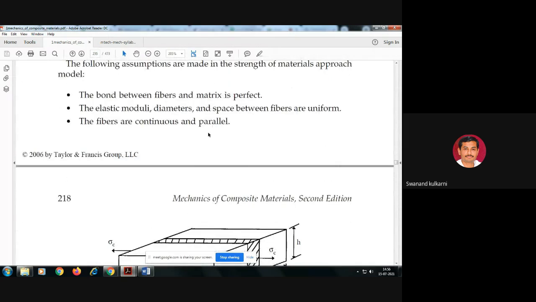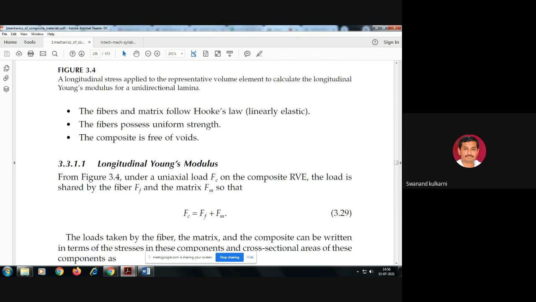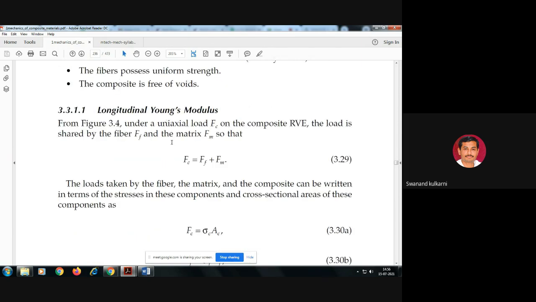Yesterday we saw the different assumptions. In those assumptions we saw that the bond between fiber and matrix is perfect. The elastic moduli, the diameters and the space between fibers are uniform. Fibers are continuous and parallel. Fibers and matrix follow Hooke's law. Fiber possesses uniform strength. The composite is free from voids.